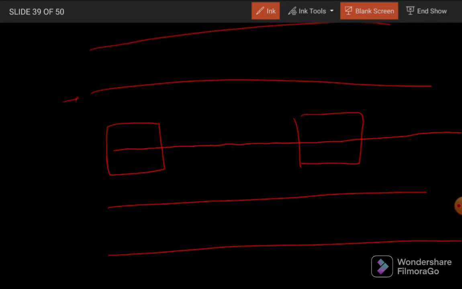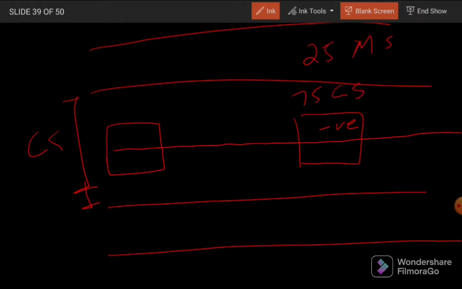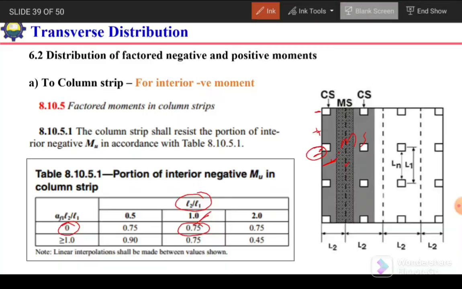So this is, for example, the column strip, and this interior negative moment at this spot, 75% will be resisted by the column strip and 25% will be resisted by the middle strip. So this is for the column strip for interior negative moment.